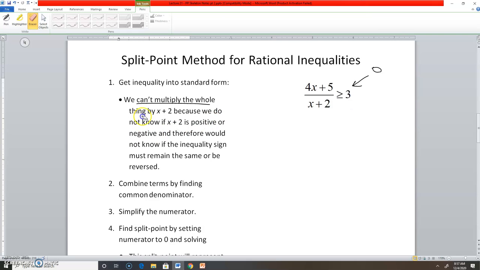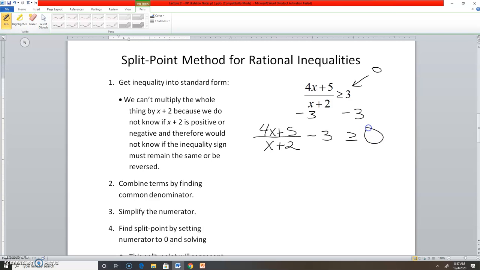So since I cannot just multiply by x plus 2, what I'm going to have to do first is subtract 3 from both sides of the inequality. When I do that, that gives me 4x plus 5 over x plus 2 minus 3 is greater than or equal to 0. My bad.